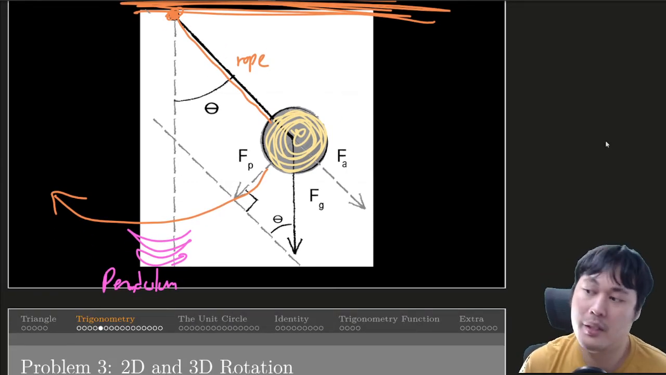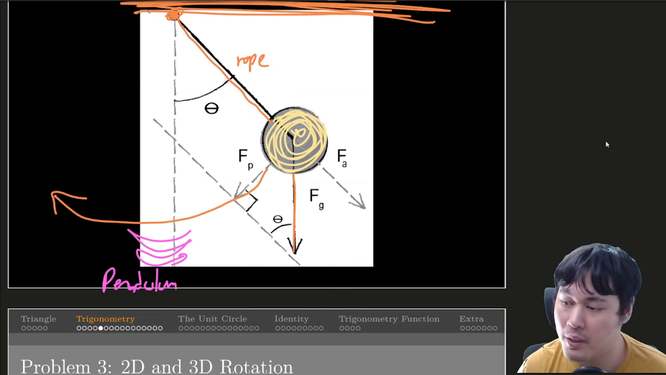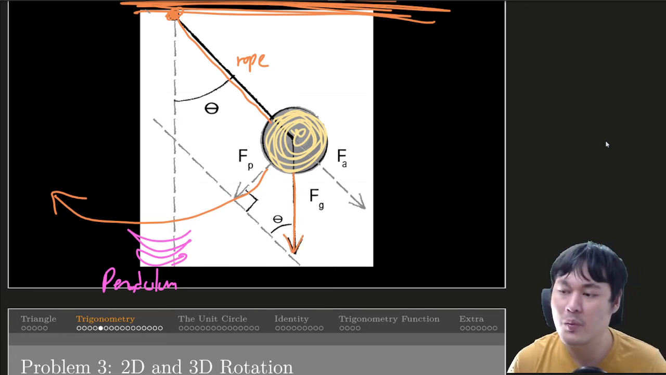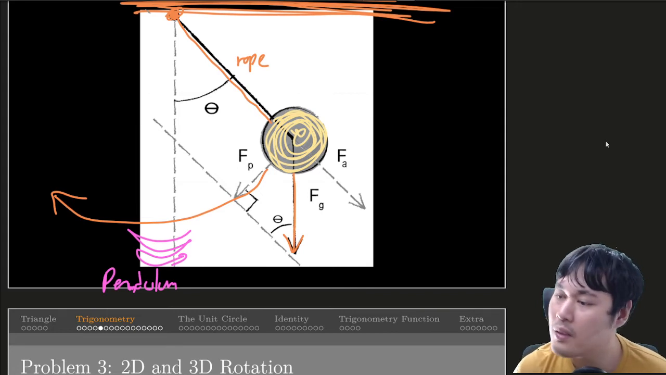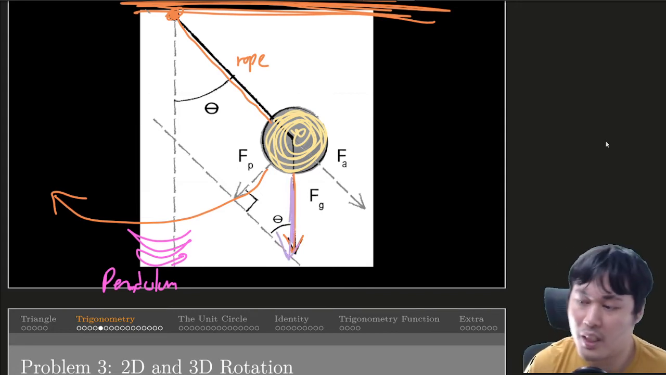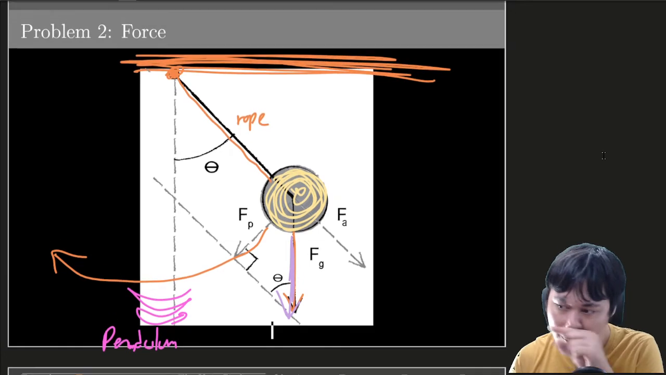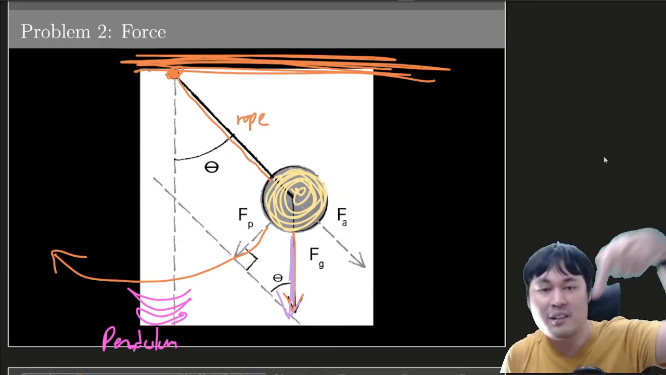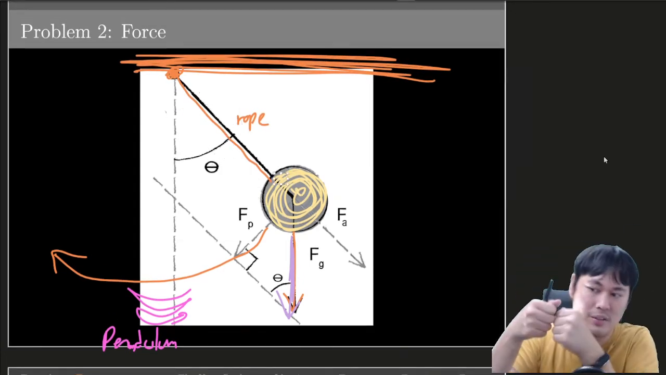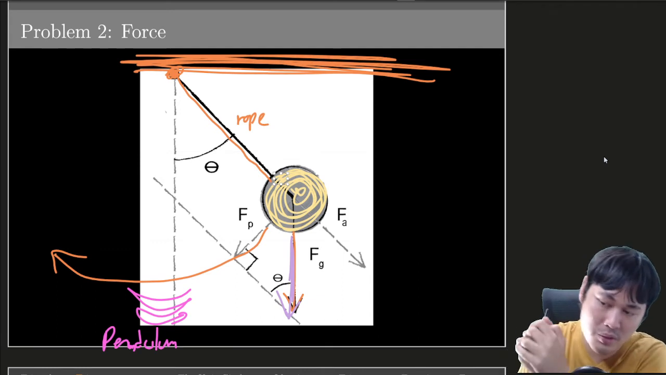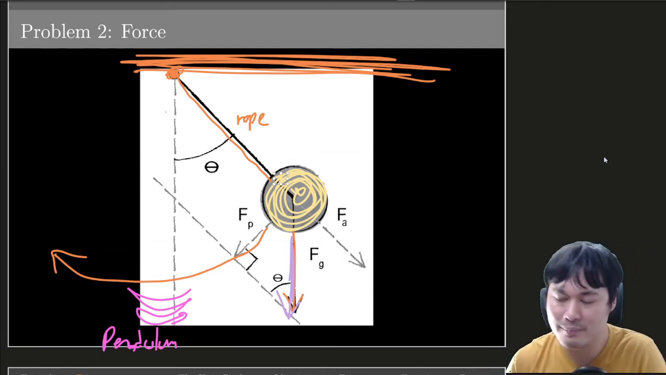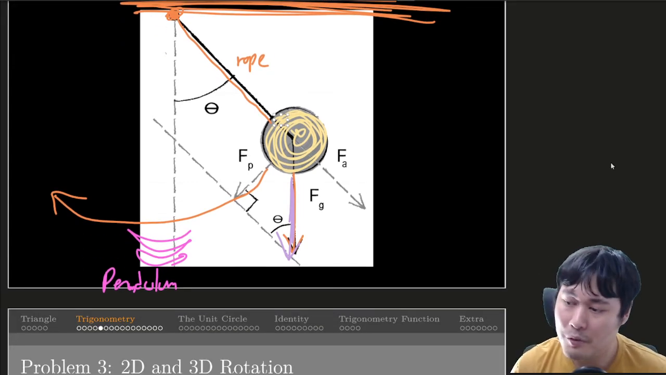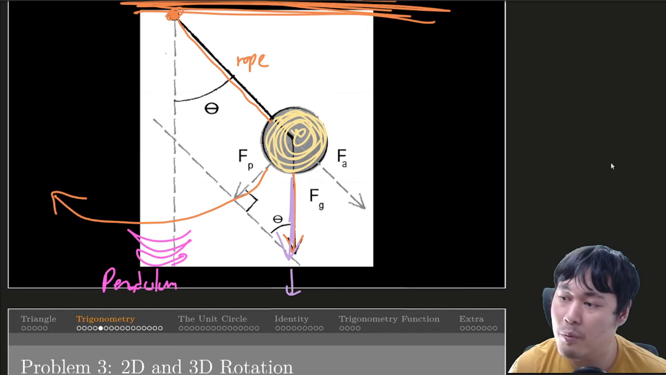And the way physics works is there is only one force that takes the ball down, which is of course gravity. It's the same force that is taking everything down. But the ball doesn't move down, right? Because of the rope. It's trying to pull the ball to the left. Right, so the force is down, but the tension of the rope is trying to pull it to the left.